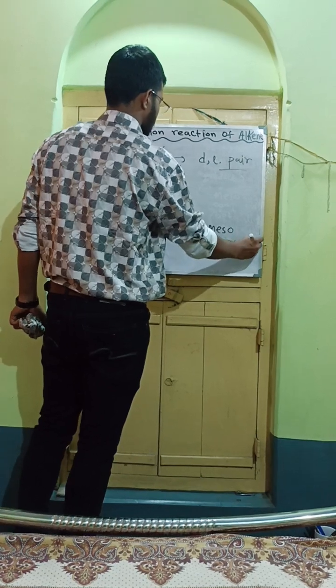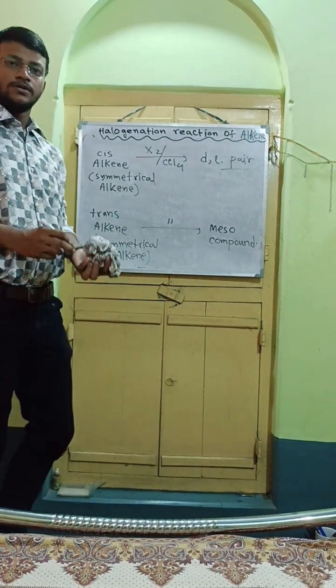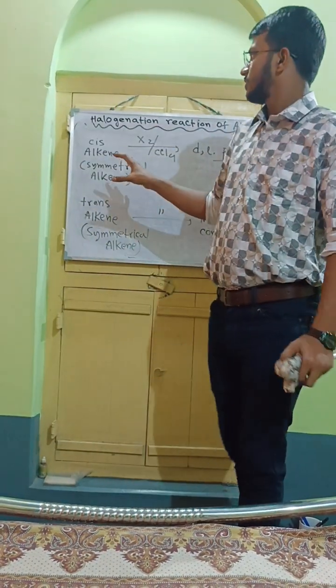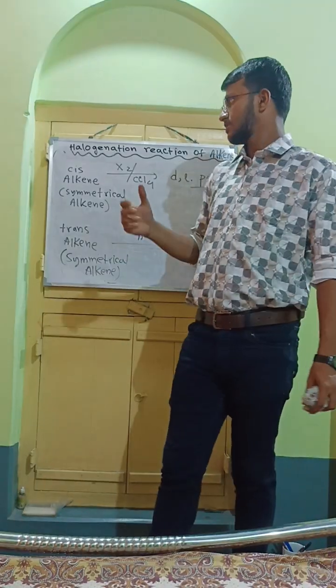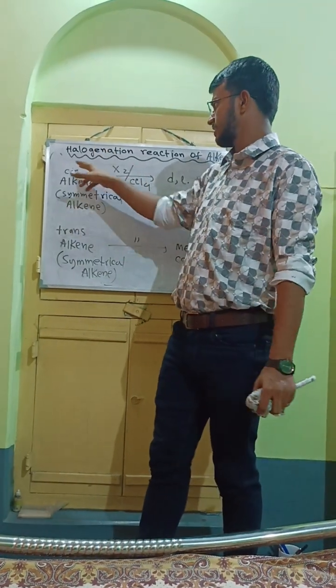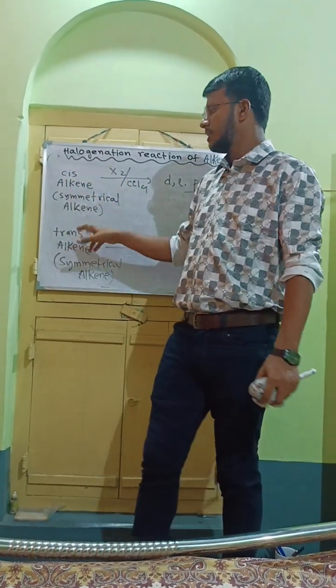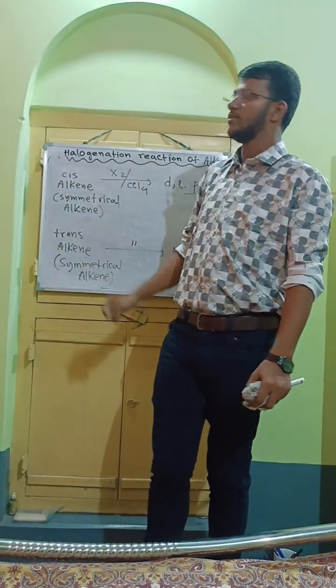Clear? So in this way, we have completed the normal mechanism and how the anti-addition reaction occurs and what will be the major product or what will be the products exactly from cis alkene and trans alkene for the halogenation reaction of alkene. Clear? I hope you understand. Okay, thank you.